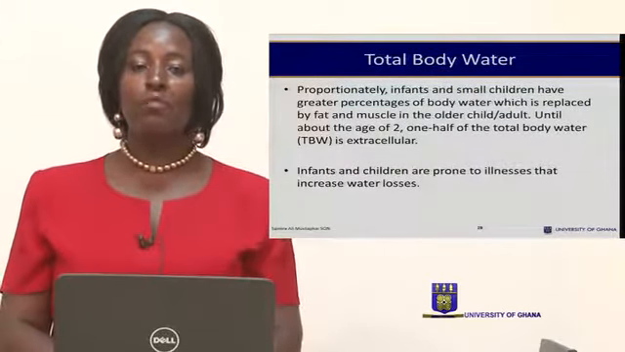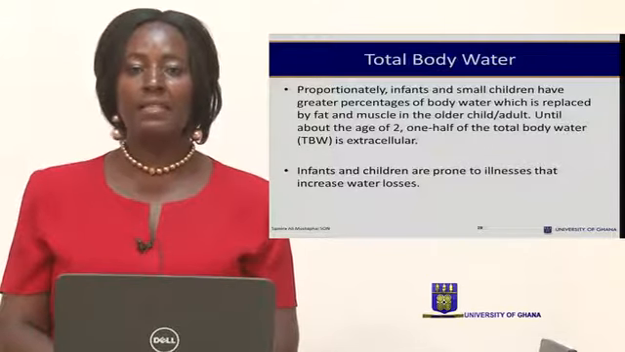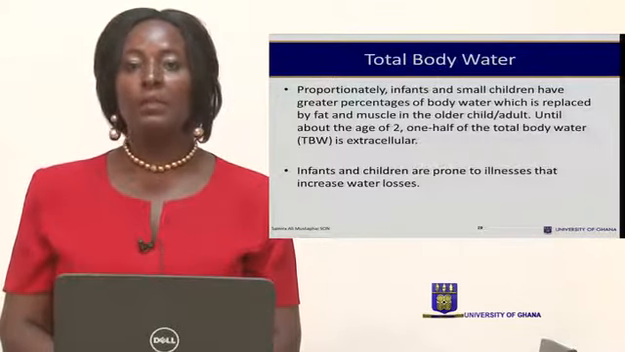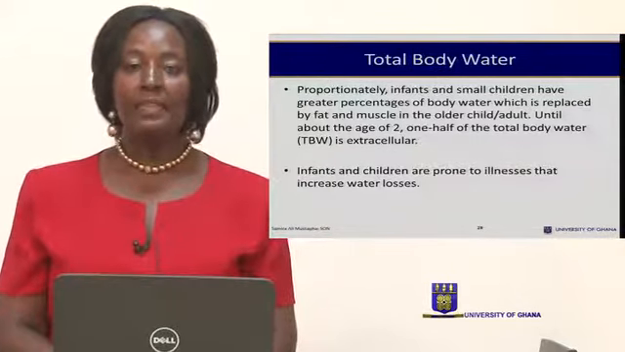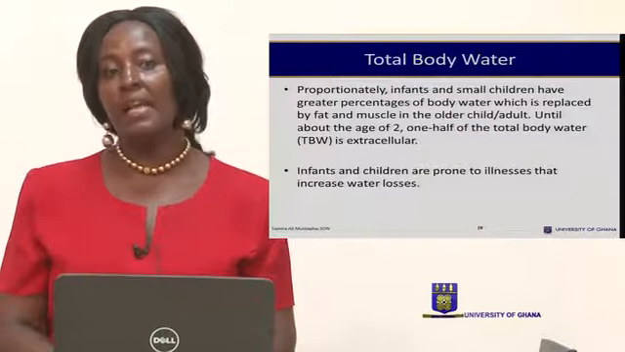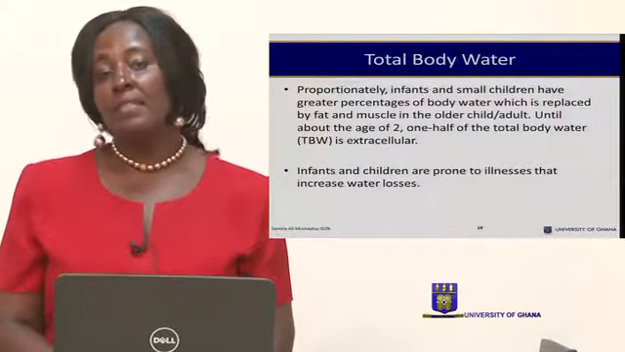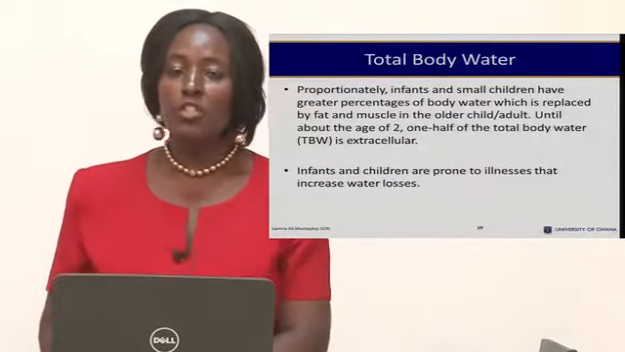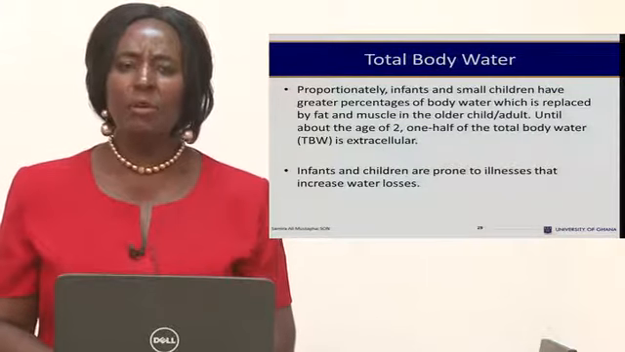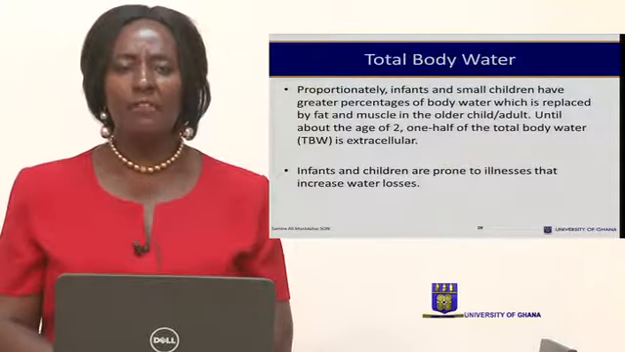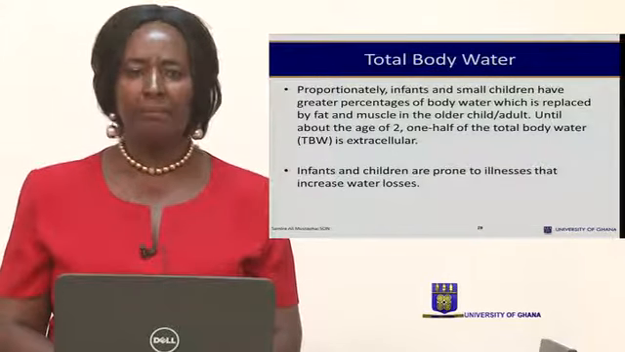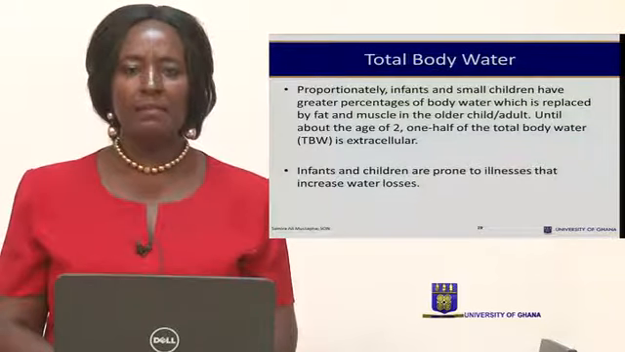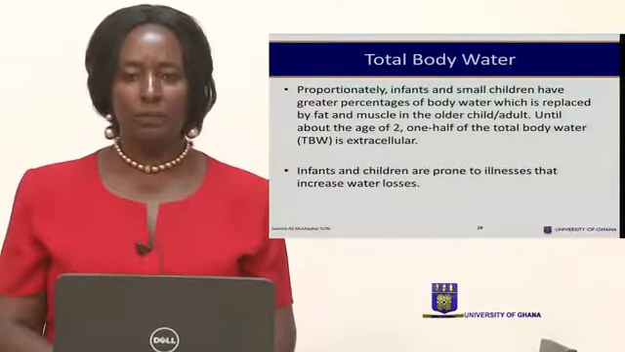Proportionally, we're talking about total body water. Infants and small children have greater percentage of body water. We have said that earlier, that the newborn has about 97%, and then the adult may have 60%. So in the adult, we said that is because they lose it through tissue loss. So we are saying here that the total body water in the infants and children is higher, which is replaced by fat and muscle as they grow old.